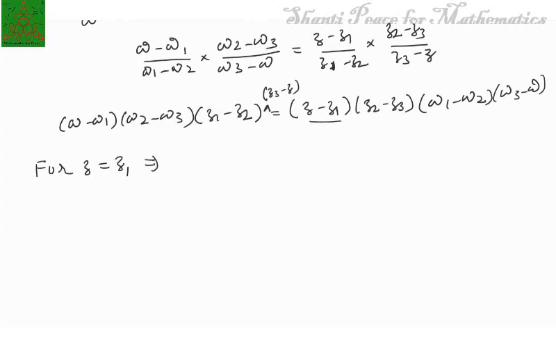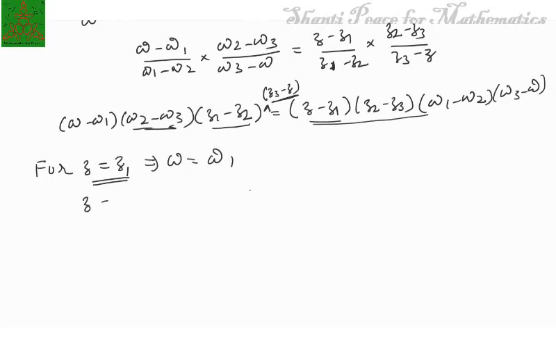Here we have Z equal to Z1, which implies W equal to W1. Now if Z is equal to Z1, then this side is 0. You have here W minus W1, W2 minus W3, which is different than 0. Z1 minus Z2 is also different than 0, and Z3 minus Z1 is also different from 0. So that's why W1 minus W2 has to be 0. So that's why W is equal to W1.